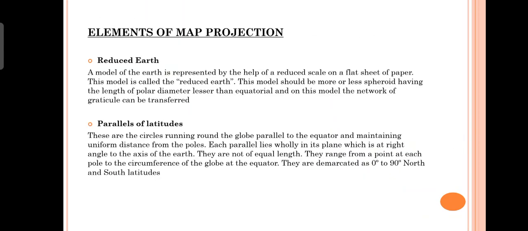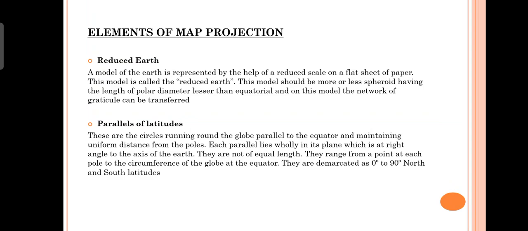Next, elements of map projections. First element is the reduced Earth. A model of the Earth is represented, with the help of a reduced scale, on a flat sheet of paper. This model is called the reduced Earth. This model should be more or less spheroid, having the length of the polar diameter lesser than the equatorial, and on this model the network of graticule can be transferred.